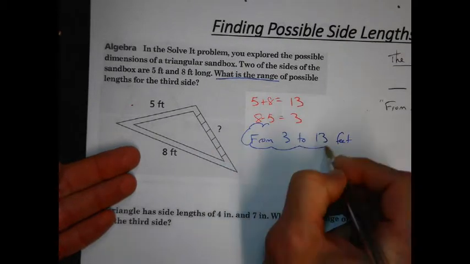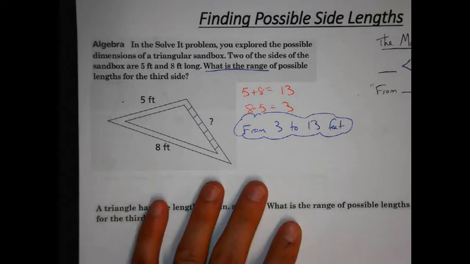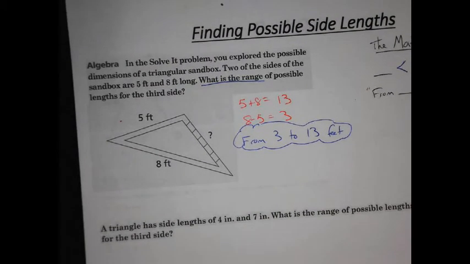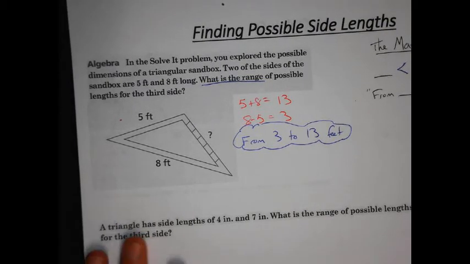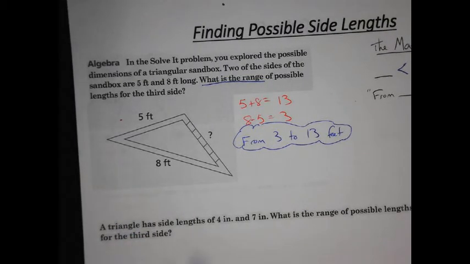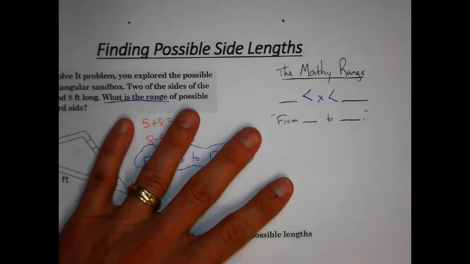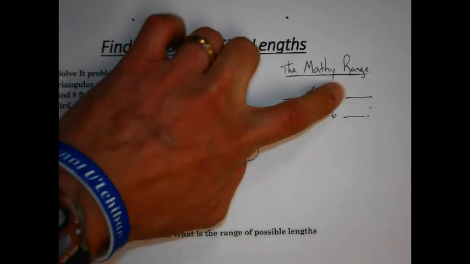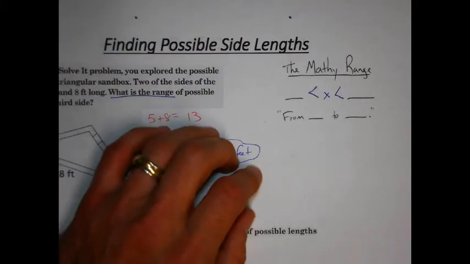Okay, so what's the range of the third side? It could be anywhere from 3 feet to 13 feet. But it can't be 3 feet, and it can't be 13 feet. So how do we do this? Okay, so it's between 3 and 13 feet. How do we do this? There's a mathy way of showing range. We could say blank is less than x, which is less than blank. So blank is less than x is less than blank.